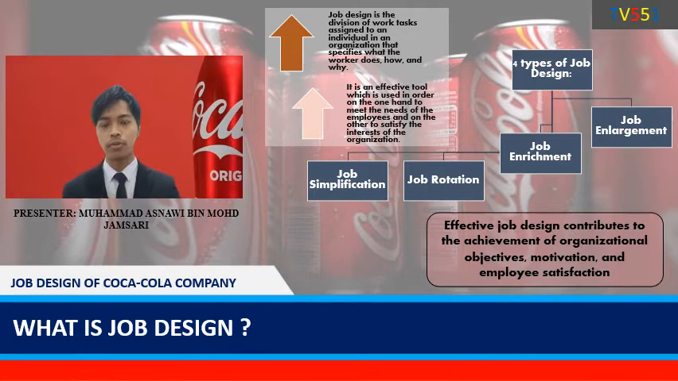There are four main approaches to job design. First is job simplification. Job simplification means simplifying a complex job into several simpler parts. Second is job rotation. Job rotation means the practice of moving employees between different tasks. Third, job enrichment, which makes the job more rewarding and inspiring. And the last one is job enlargement, which is adding more tasks to the job. These approaches give many effects to the organization. Effective job design contributes to the achievement of organizational objectives, and gives motivation and employee satisfaction.